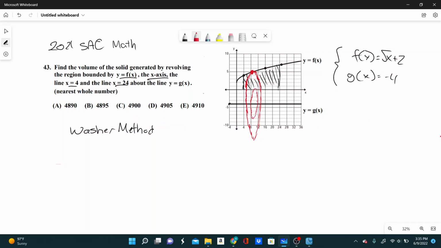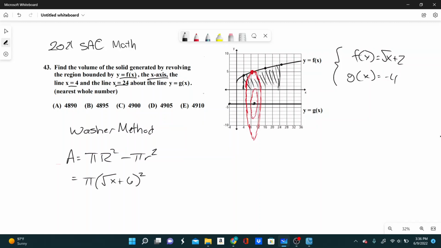because you're actually subtracting this area, or this volume, in the middle. So for the area of one washer, you can just think about it as taking a big circle and subtracting out the little circle. So the area will be pi times your large radius squared minus pi times your small radius squared. Well, your large radius will just be the distance from f of x to your axis. So it's just the distance from square root of x plus 2 to negative 4. And that'll just be square root of x plus 6.